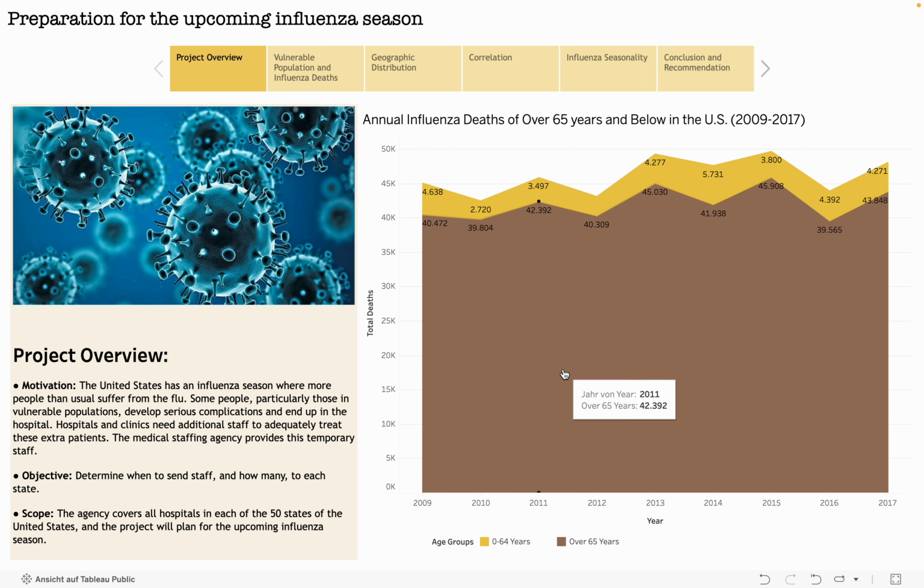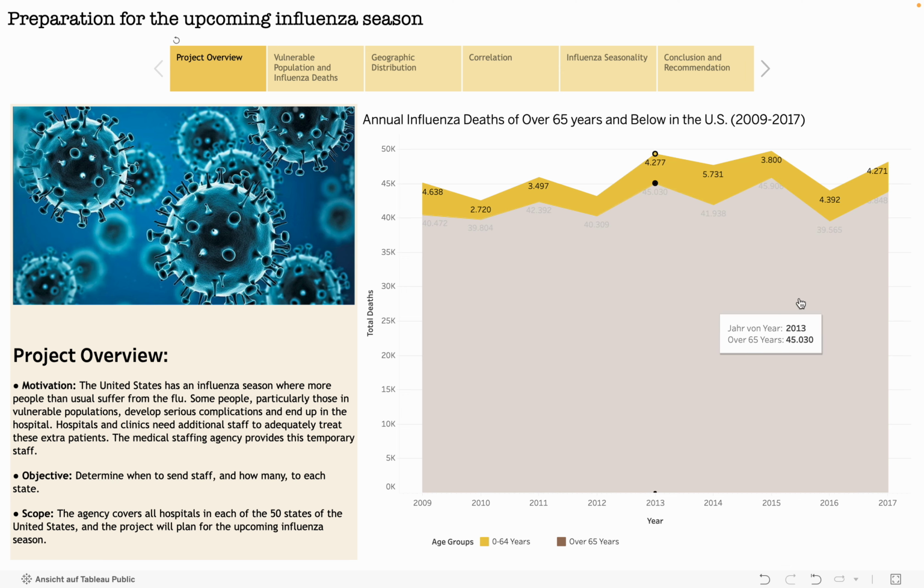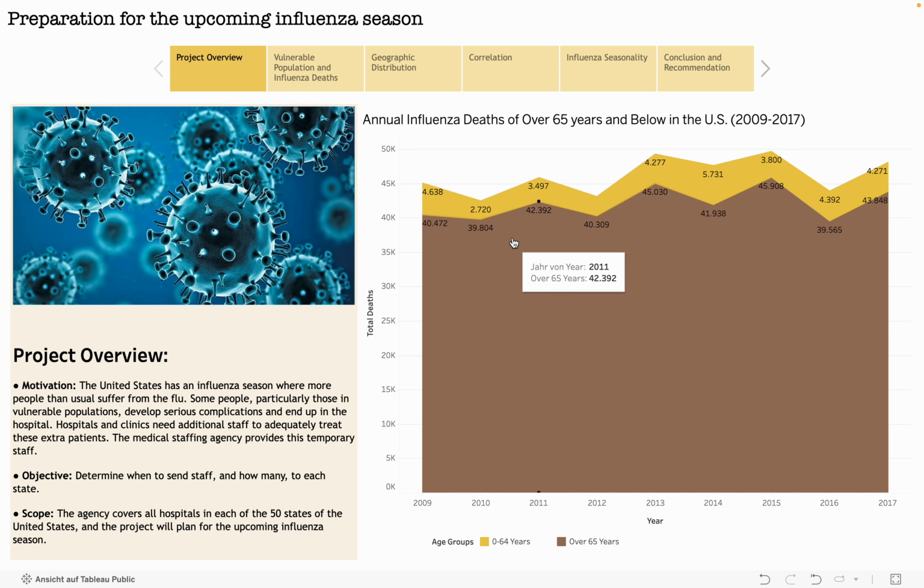The area chart on the right side clearly shows the proportion of the yearly influenza deaths that come from vulnerable and non-vulnerable groups. It also shows the ups and downs in the total number of influenza deaths each year. It's clear that the number of deaths during influenza seasons over the years has not been well controlled, which is the motivation behind this project.